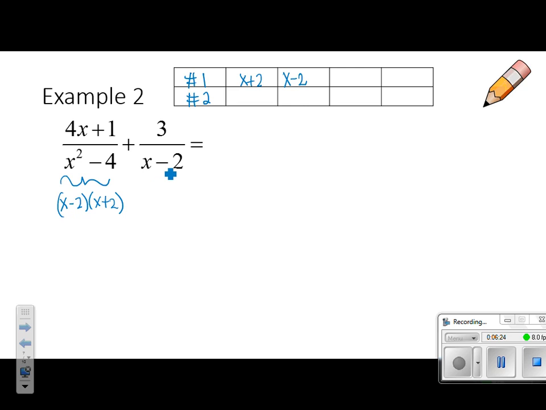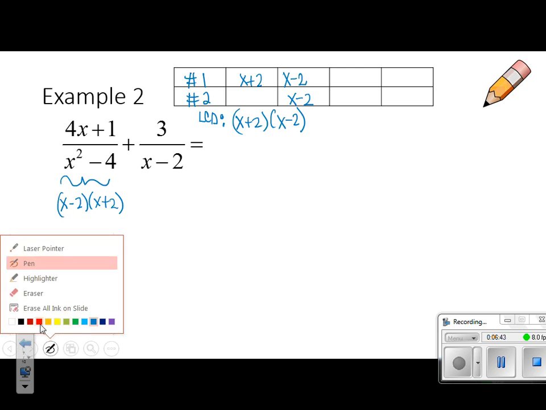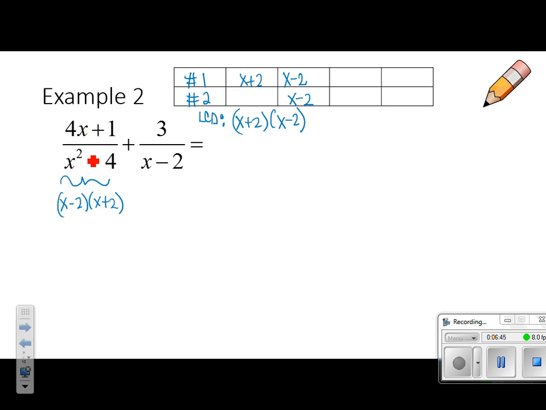Fraction number 2, all the factors on the bottom. Well, there's only one, and it's an x minus 2. So the lowest common denominator is every factor of highest power. So x plus 2 times x minus 2. All right, so now, what is the first fraction missing from the lowest common denominator? It's not missing anything. So I'm going to just rewrite it.